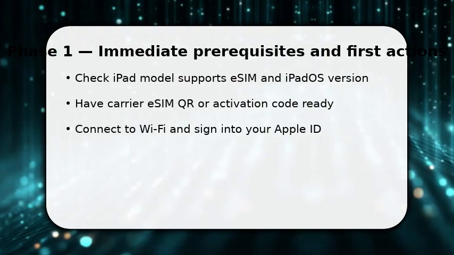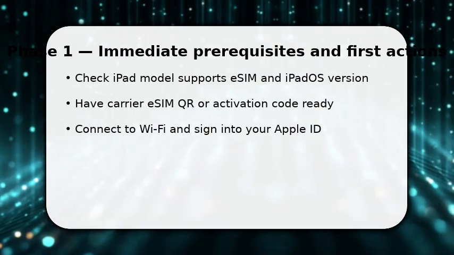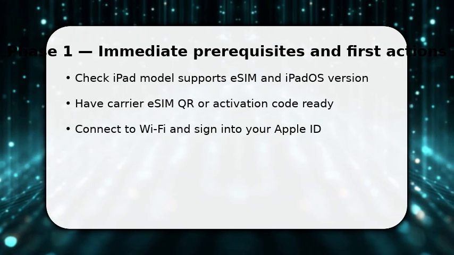Now open Settings and tap Cellular or Mobile Data. This is the first actionable step. You're about to add a cellular plan, so keep the QR or code handy for scanning or typing.